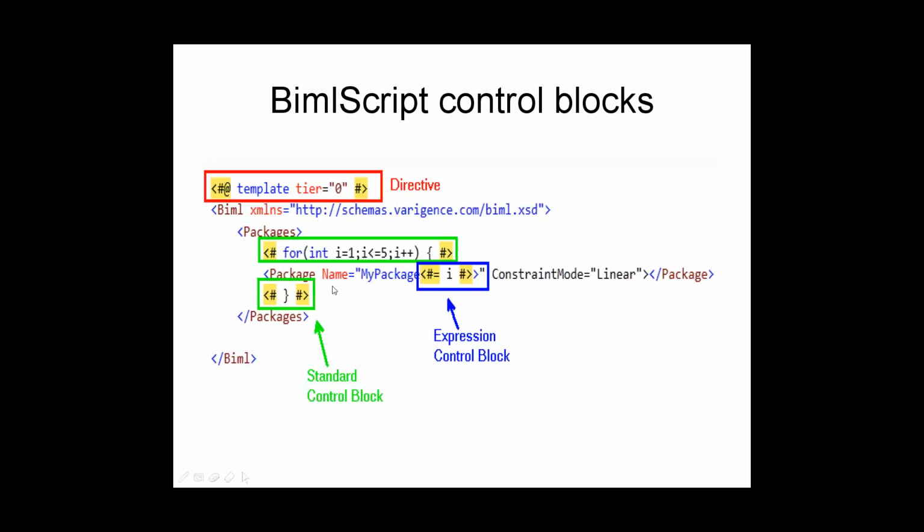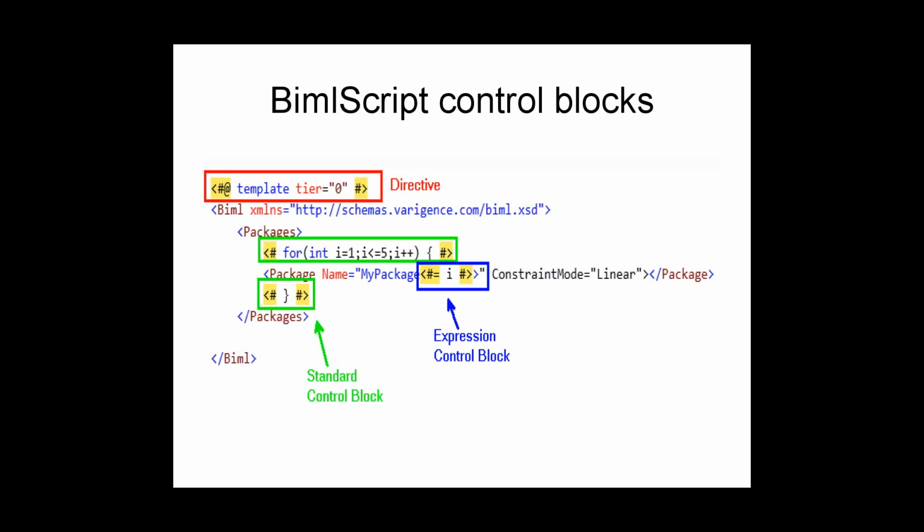And then the green box that you're seeing on the screen is a standard control block, and it begins with an angle bracket and the pound sign. Directives begin with angle bracket, pound sign, and then the @ symbol. The standard block is basically where your logic goes. It will be expanded as the loop runs. Finally, the expression control block evaluates the expression, converts the value into a string, and passes it on to BIML. For example, in the first example, when we used a variable to give a package name, the expression evaluated the value from that variable and passed it as a string.